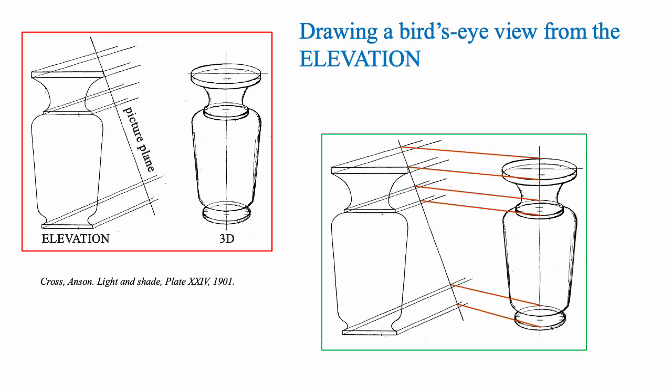So here we have an elevation, meaning a flat view of the vase. And the picture plane is slanted, meaning that we're looking down at the vase. This is a bird's eye view.